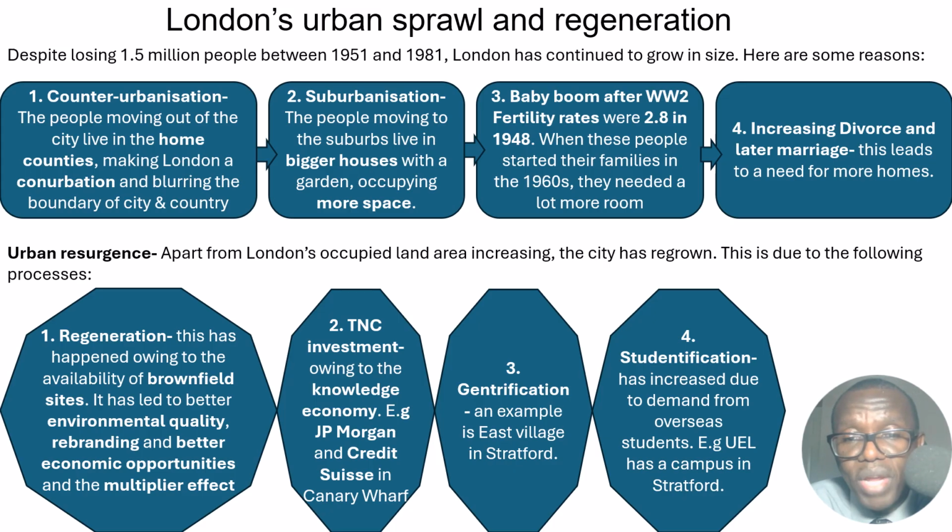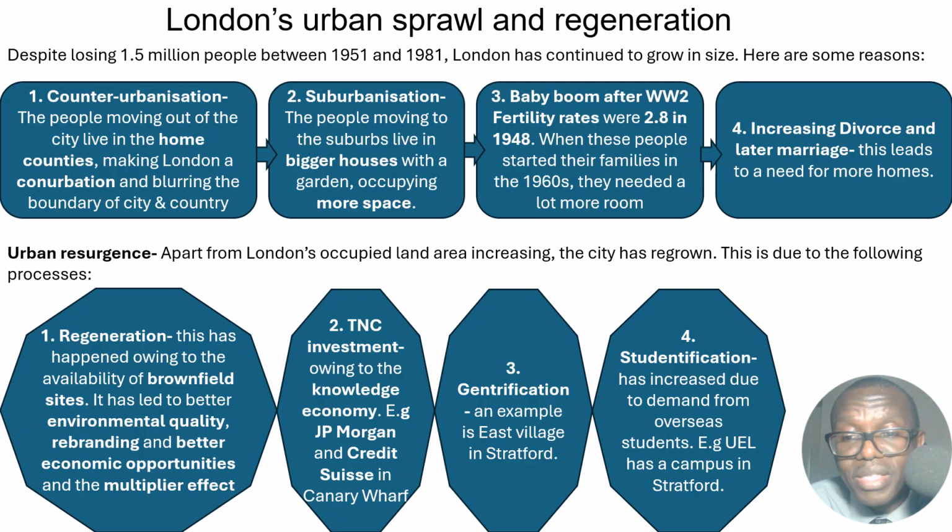And then reason number 3 here is the baby boom that took place after World War II. Fertility rates were 2.8 in 1948. And when these people started their families in the 1960s, they needed a lot more room. As a result, there was need for more housing, and that obviously caused London to continue to grow.